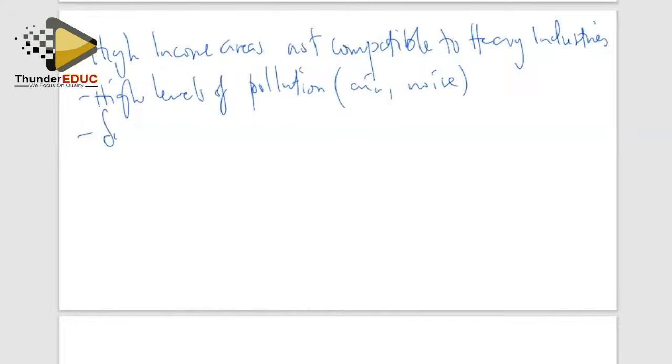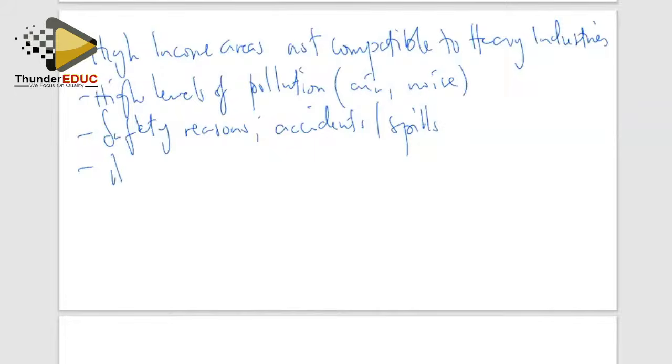And also for safety reasons, people in high income areas, they are concerned about their safety. They cannot locate close to risky areas that can have accidents. Like what you mentioned earlier on, for example, if there are spills from the industrial activity, they might harm the people, they might cause very serious harm. So for safety reasons, high income areas don't locate close to the heavy industrial areas.